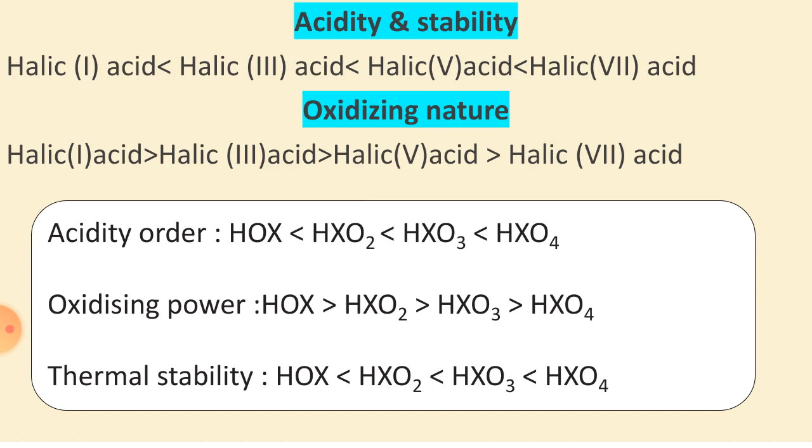Now some more orders having similar conditions, the acidity order. Again here HOX, then HXO2, HXO3, HXO4. So here the halogens are the same. In that condition, the more the number of oxygen atoms, the more will be the acidity. Also you can find that the more the charge on central atom, the more will be the acidic character. Now the reverse is for oxidizing property that I told you. Now the thermal stability order is similar to the acidity order, for the same reason.